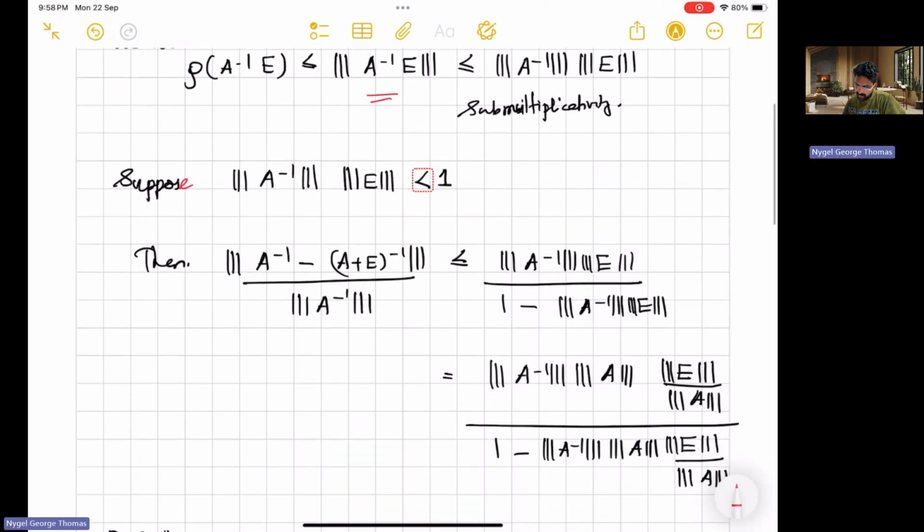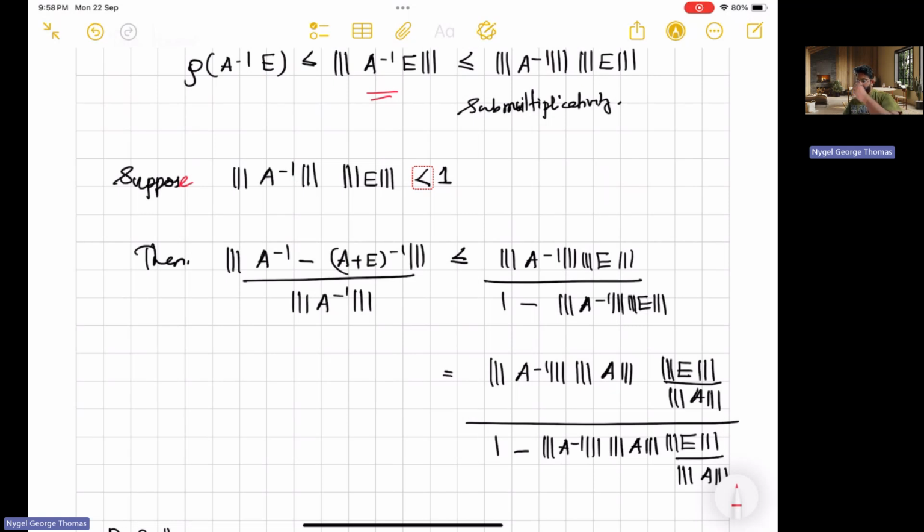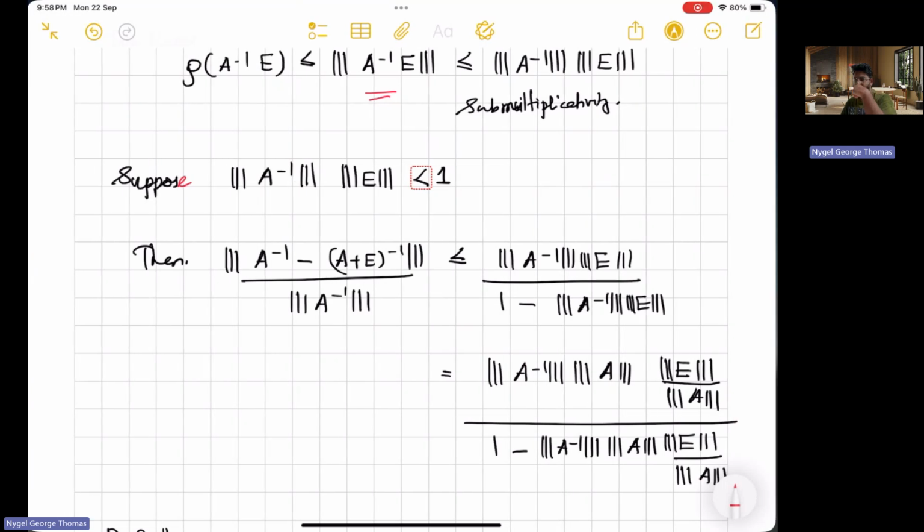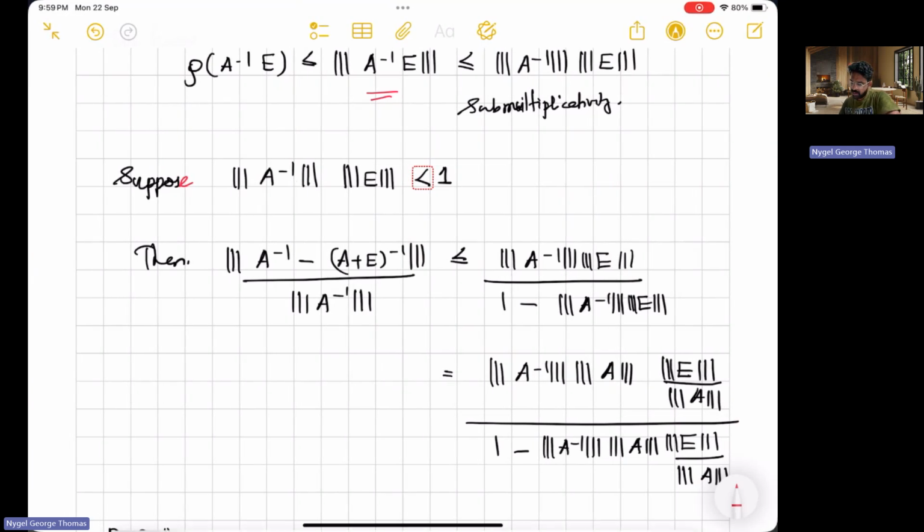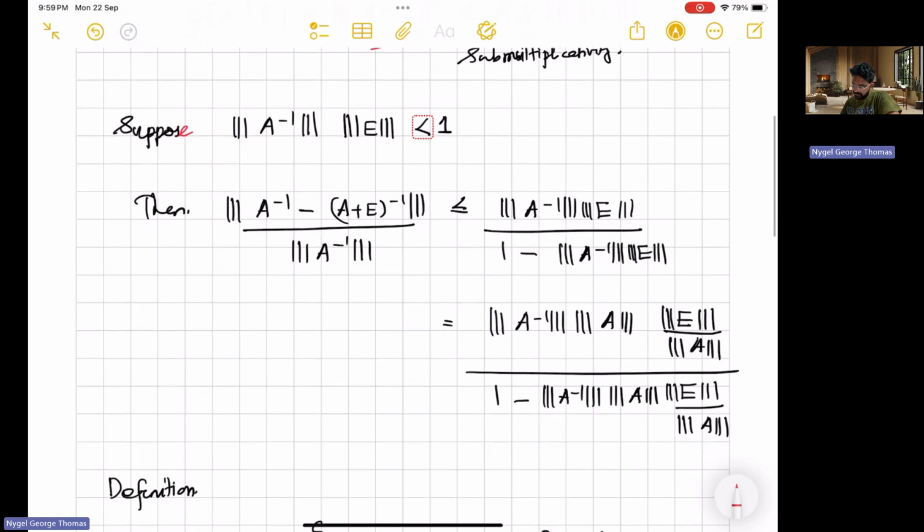Right. This is also less than 1. Then our expression will get slightly modified. So what we had, the relative error, the matrix norm of A inverse minus (A plus E) the whole inverse, divided by matrix norm of A inverse, will be less than or equal to, instead of norm of A inverse E, norm of A inverse into norm of E. Similarly, in the denominator also, we have 1 minus, instead of norm of A inverse E, norm of A inverse into matrix norm of E.